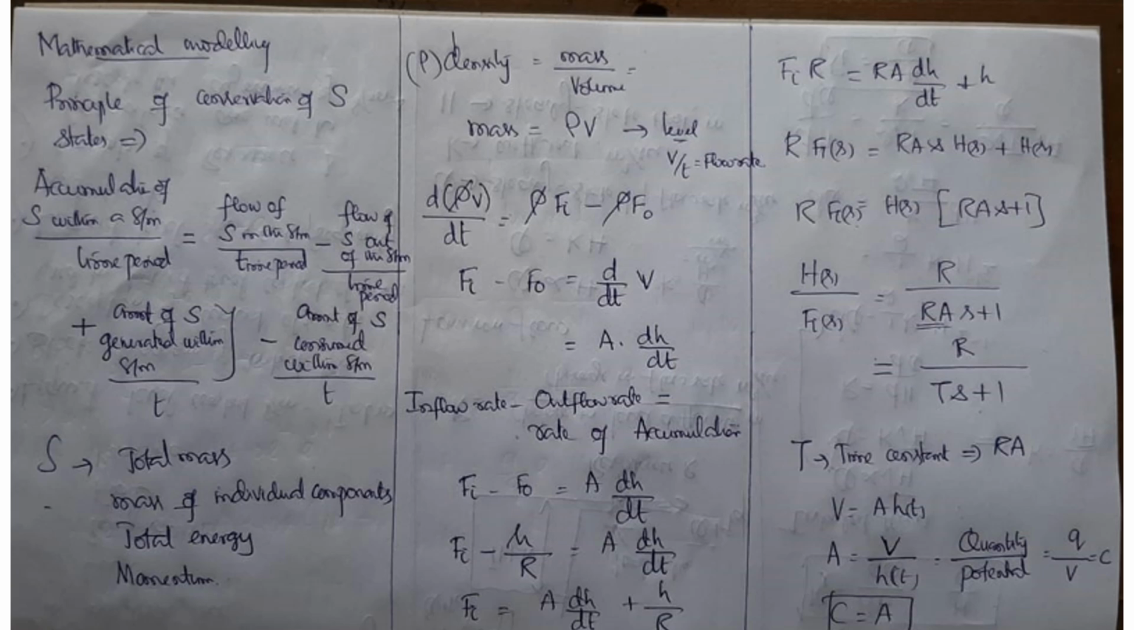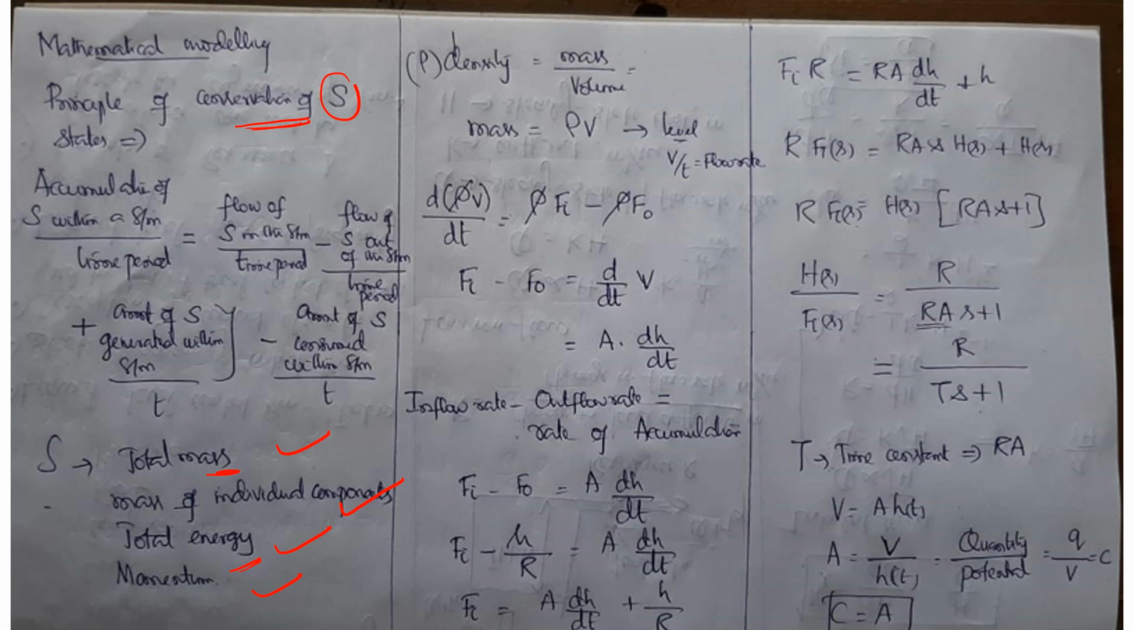So generally, the modeling is given in terms of this equation, the principle of conservation of some quantity S. So S could be total mass, or mass of individual components, or total energy or momentum. In liquid level system, we used to take total mass. Suppose if you take a temperature system, we have to take total energy. So this quantity differs based on the system you take. So here, for the liquid level system, we'll take total mass. So now we'll apply mass in this equation.